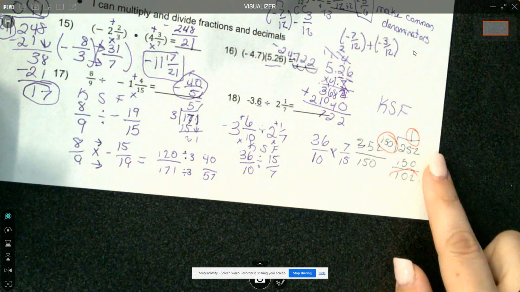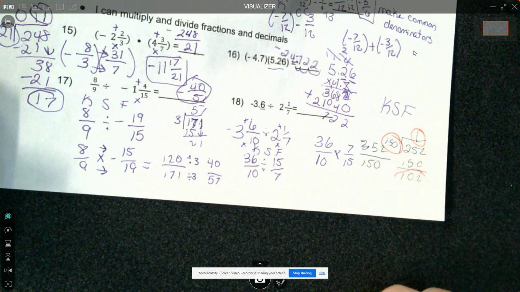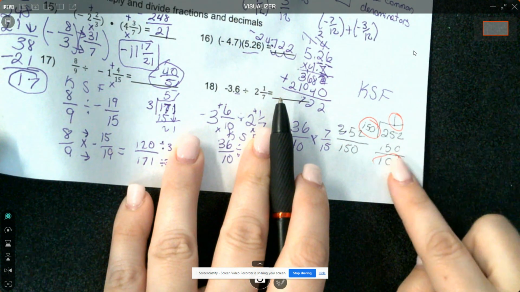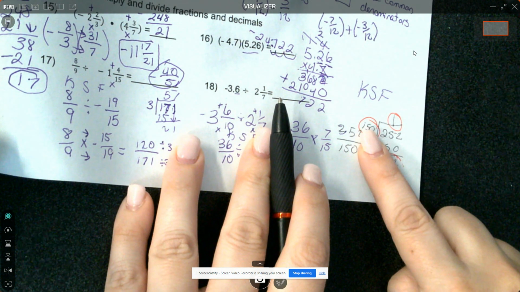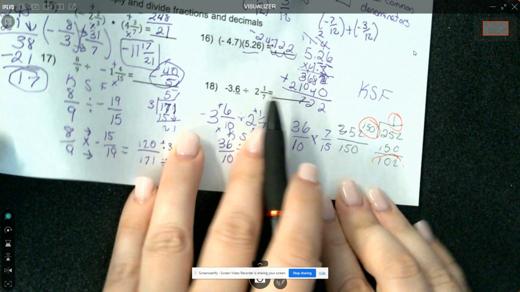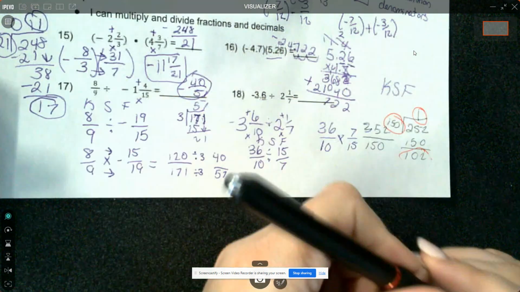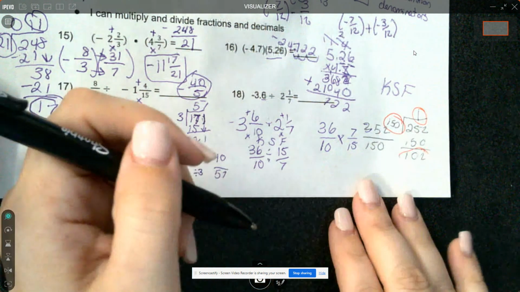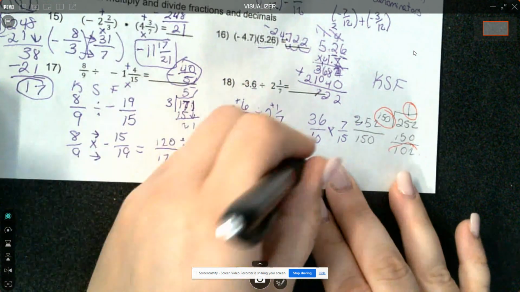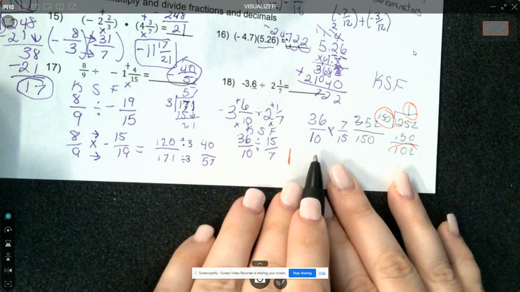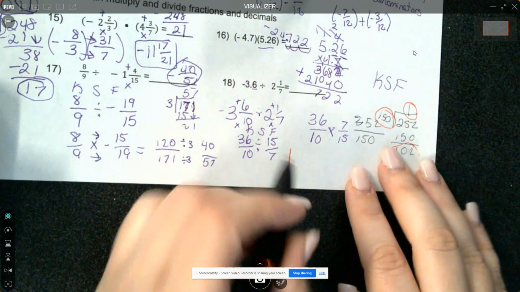How would I take those three numbers and write it? I have a 1, a 102, and a 150. So what would it be? So 1 over the 150. The 1 would be the mix, would be the whole number. The 102 would be over 150.